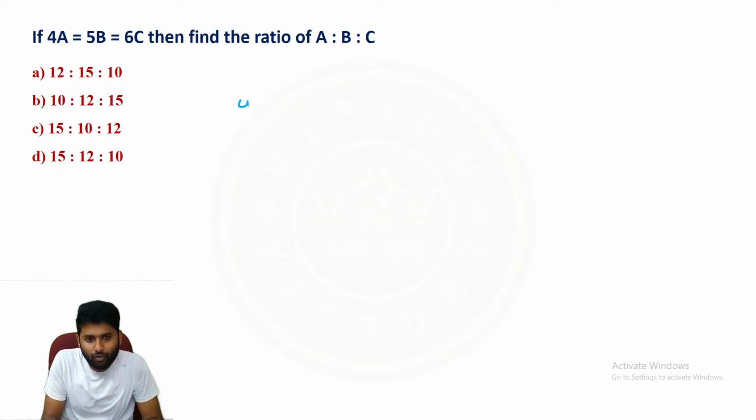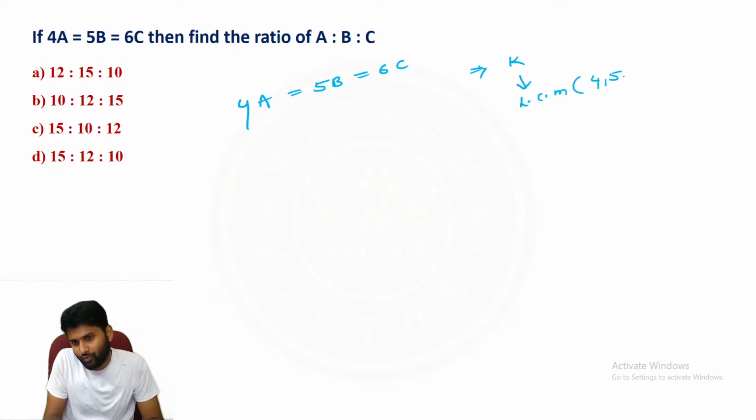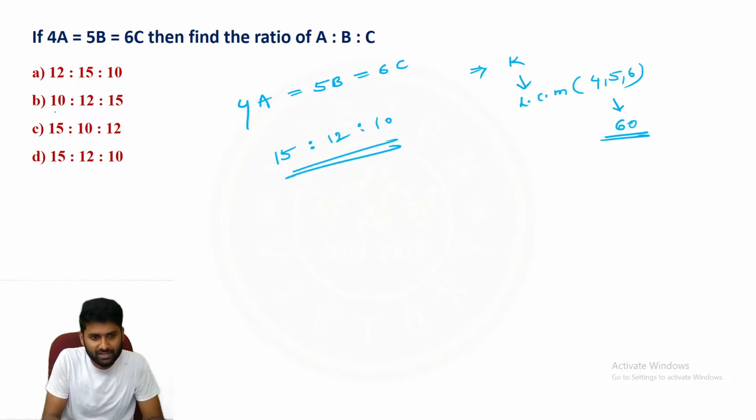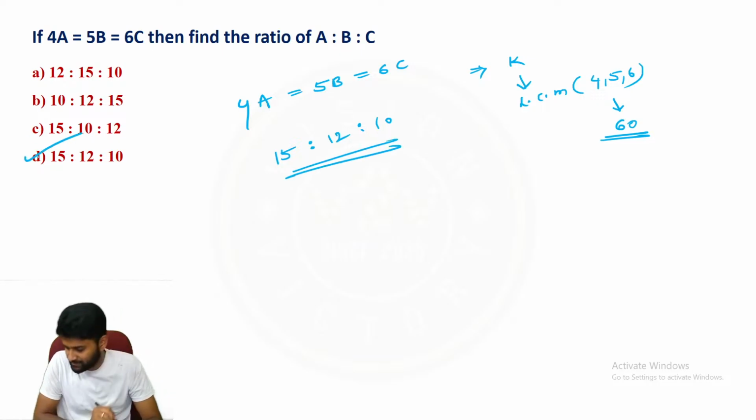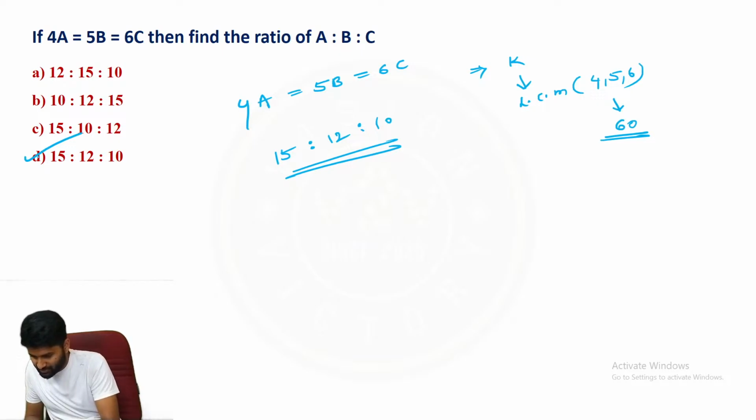Guys, if 4 times A's value equals 5 times B's value equals 6 times C's value, I told you clearly here the K value is the LCM of 4, 5, 6. The common multiple is 60. Now 4 becomes 60, that is 15 units. 5 becomes 60, 12 units. 6 becomes 60, 10 units. This is the ratio 15, 12, 10.